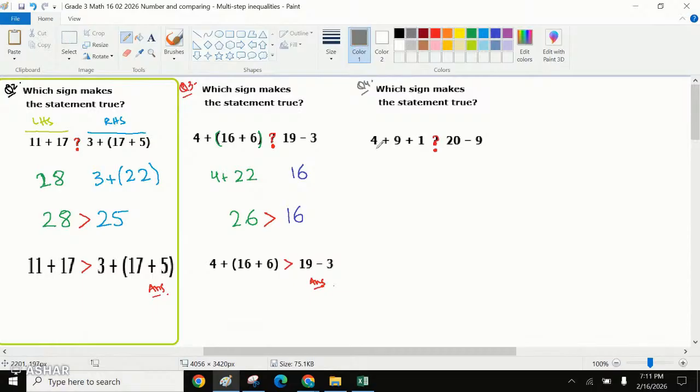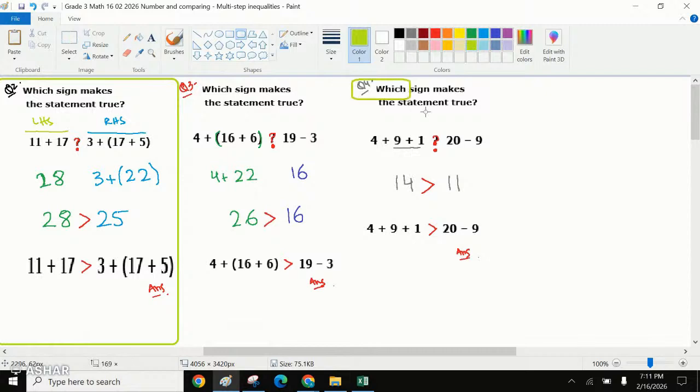We know that 9 plus 1 is 10, and 10 plus 4 would be 14. 20 minus 9 is 11. So we know that since 14 is greater, we can write in the statement over here, we simply replace the sign and we say 4 plus 9 plus 1 is greater than 20 minus 9. And this is the answer. Agreed?